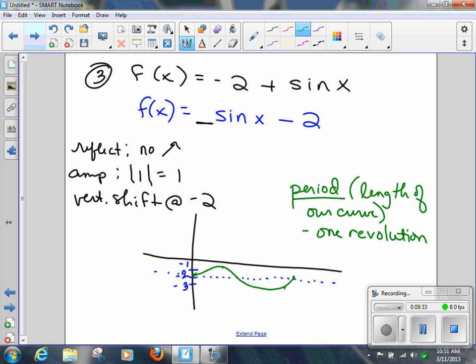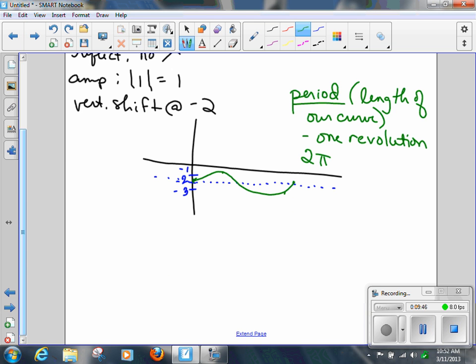One revolution on the unit circle is how many radians? 2 pi. 2 pi is important to us. So remember, one revolution is 2 pi, but to determine the period of our curves, it's 2 pi over b. You better put a box around it, stars, ponies, and unicorns. It's very important that you understand it's 2 pi over b.